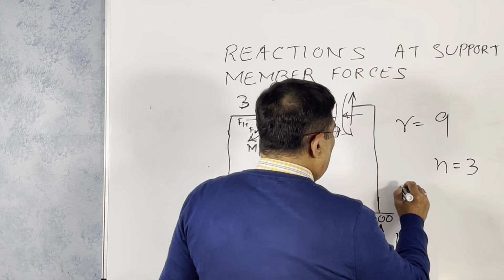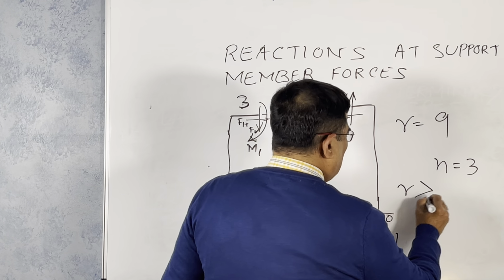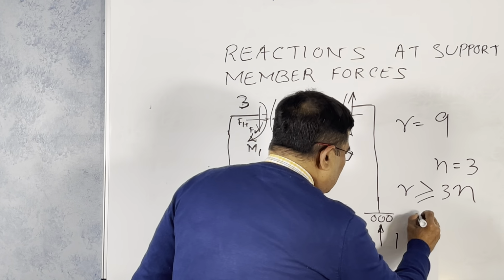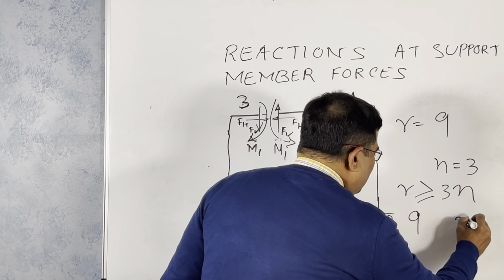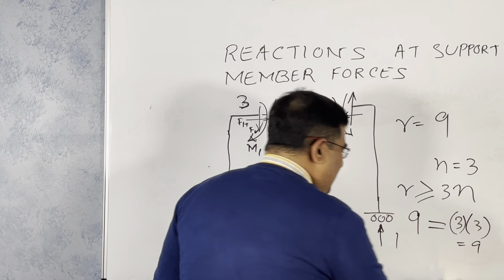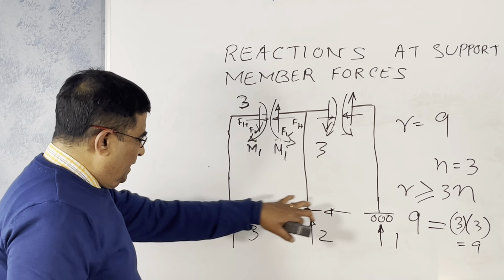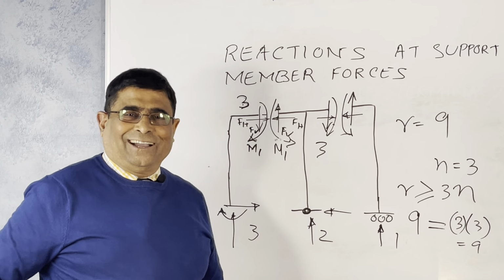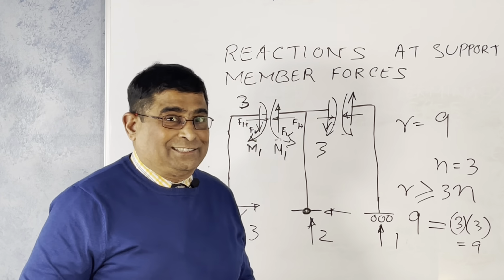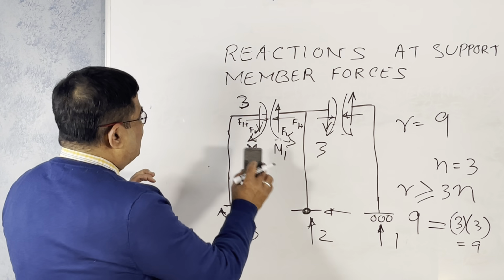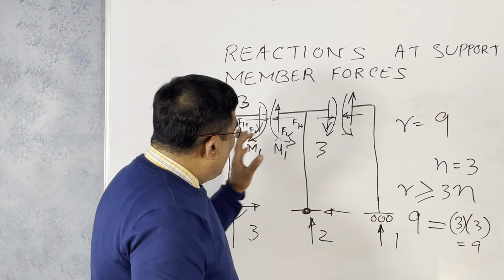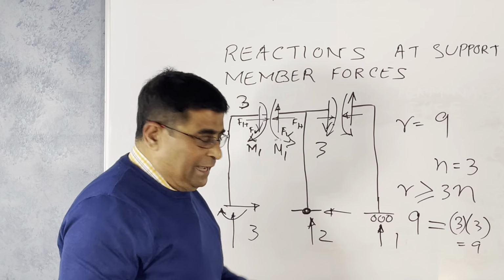So we have an equation 3n. Correct? So your R is 9 at this side, 3 times 3, 9. So 9 equal to 9. This structure is a determinate structure. Got it? Earlier you cannot find out. It's hard, right? But now this structure is a determinate structure. You can find out all the reactions, all the forces in this frame.